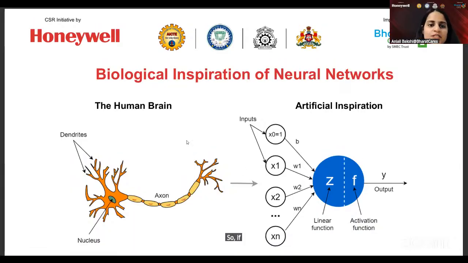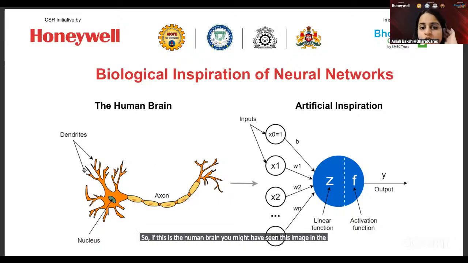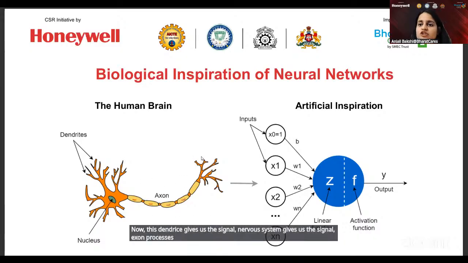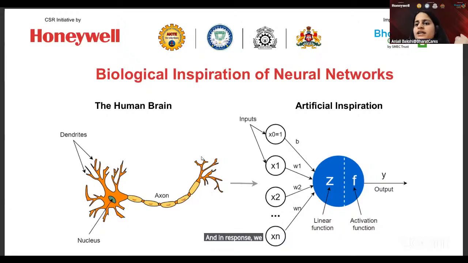So if this is the human brain, you might have seen this image in elementary school, with the dendrites, the nucleus, the axon, and these roots. Now what happens? Suppose we touch a hot object. The dendrites give us the signal, the nervous system gives us the signal, the axon processes it, and in response we remove our hand. That is how the neurons of the brain work, right?